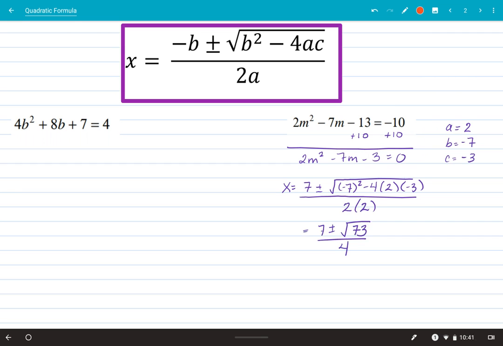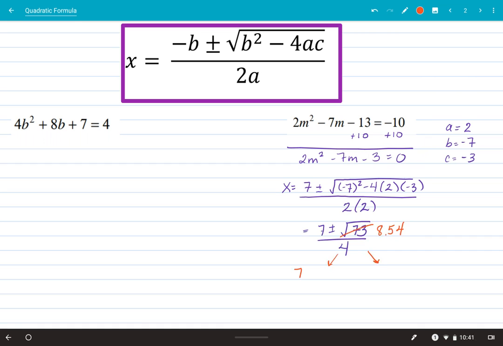Usually the square root button is near your x squared because they're opposites. Do that, and you guys know I like to save as much space as possible. So I'm just going to cross that out and put 8.54. Just doing it to 2 decimals. And then I'm going to break it down into my 2 equations.